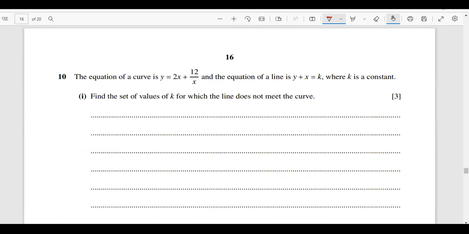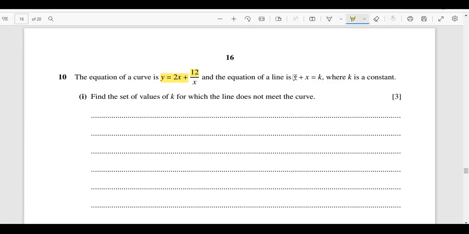It says the equation of a curve is y equals 2x plus 12 by x, and the equation of a line is y plus x equals k, where k is a constant. Find the set of values of k for which the line does not meet the curve. Okay. So this is your curve and this is the line. You need to find the set of values for which the line does not meet the curve.